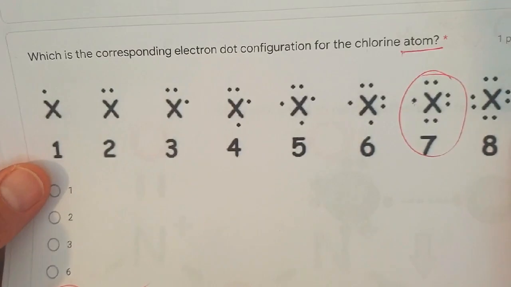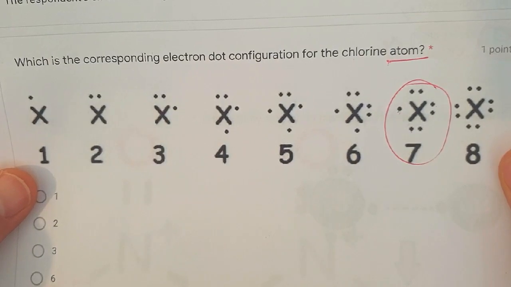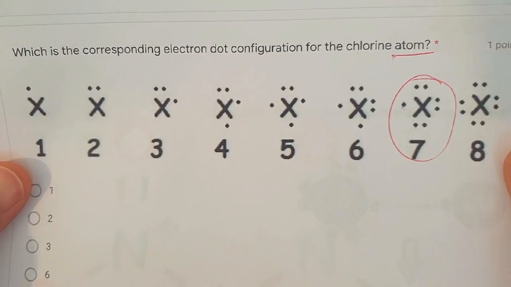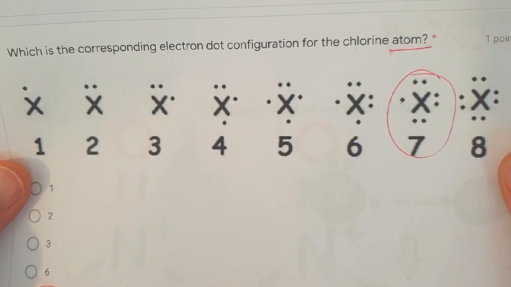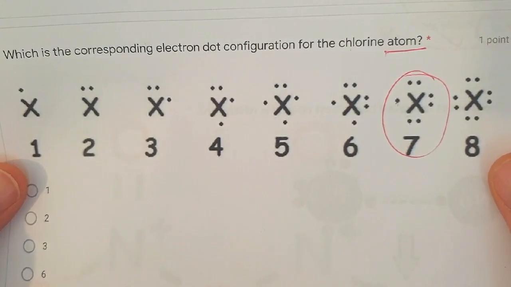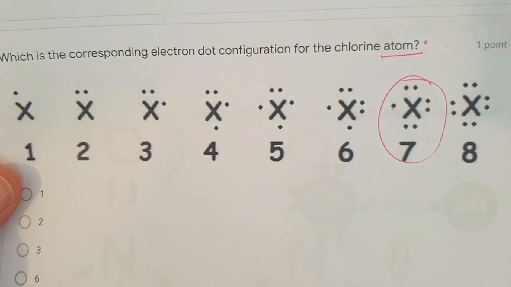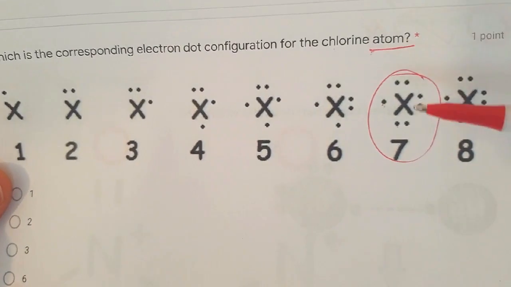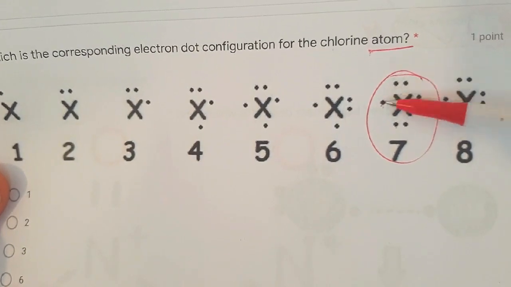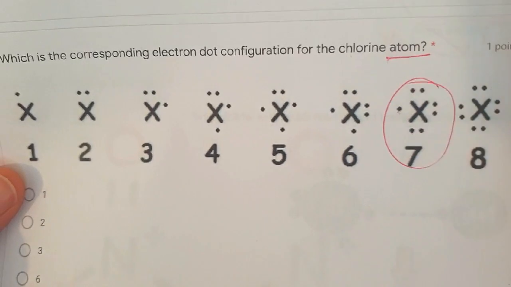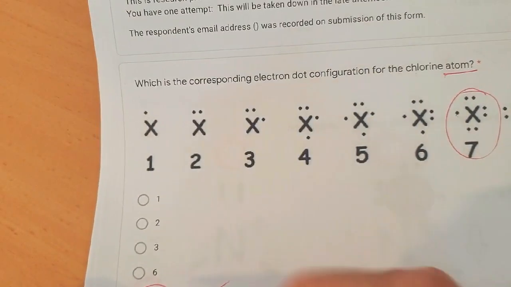Okay, so here we have: what's the electron dot configuration for the chlorine atom? That's in group 7. Now because it's the atom, as opposed to the ion, we want to check 1, 2, 3, 4, 5, 6, 7 valence electrons. 7 would be correct.